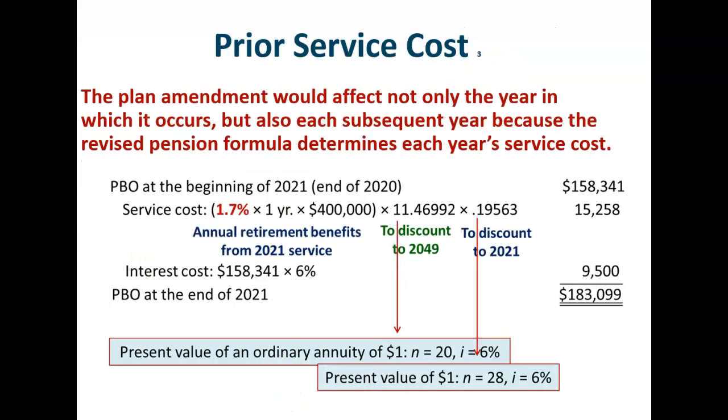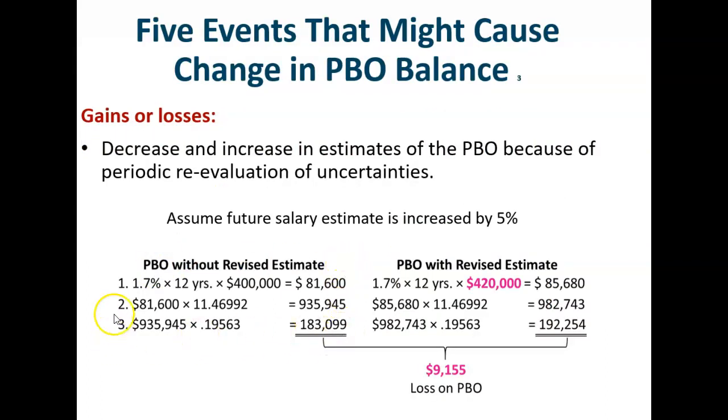In the last slide we discussed in our previous video, we calculated the PBO balance of $183,099 at the end of 2021. This was calculated as the beginning balance plus the current year service cost of $15,258 plus interest cost of $9,500 to equal the PBO balance at the end of 2021, $183,099. That calculation is duplicated here on this slide.